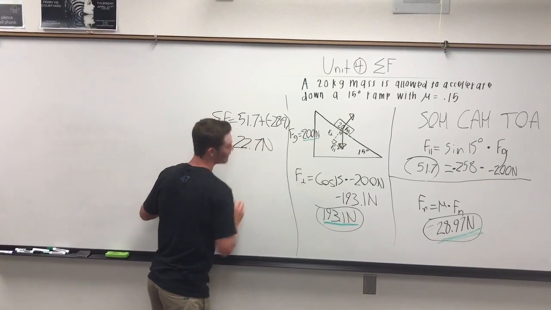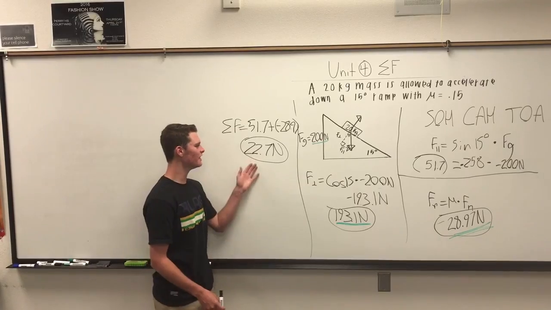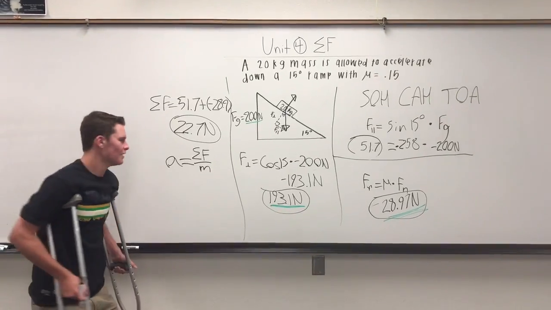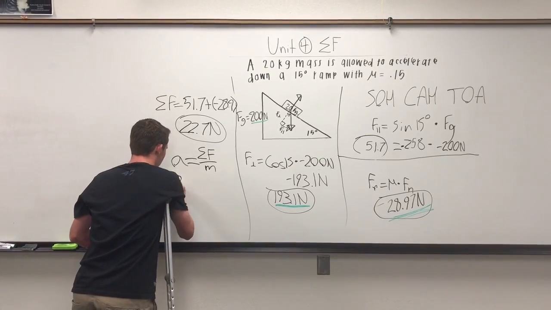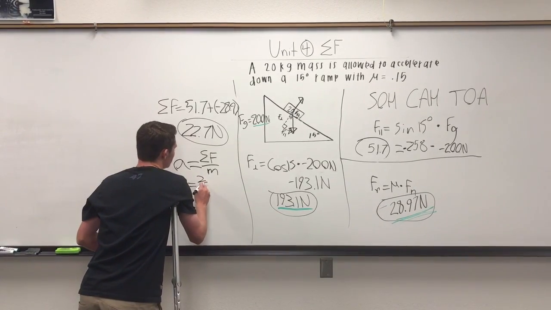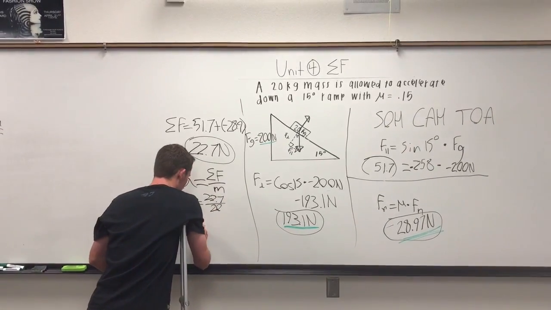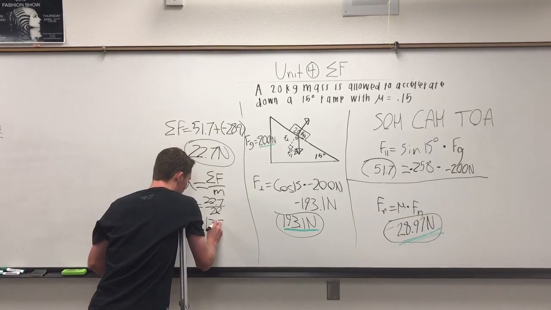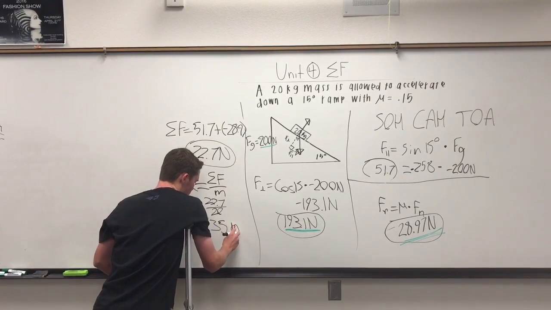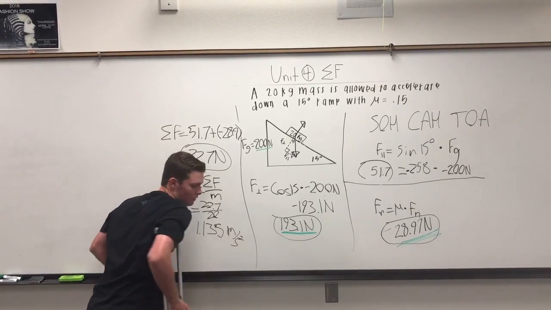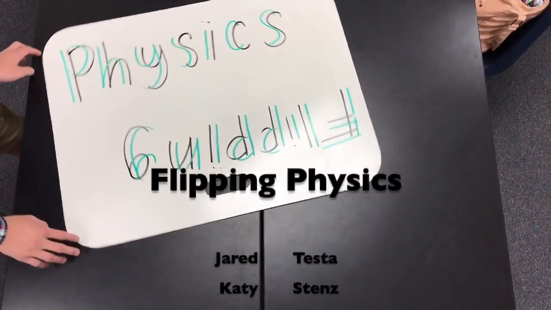22.7 newtons. How do we calculate acceleration now that we have the net force and the mass? Net force equals mass times acceleration. So to find acceleration, you must rearrange the equation. So it is acceleration equals net force divided by mass. Jared, that means that the acceleration equals 22.7 over 20. This comes out to 1.135 meters per second squared.